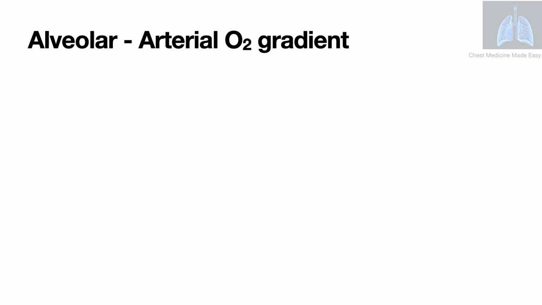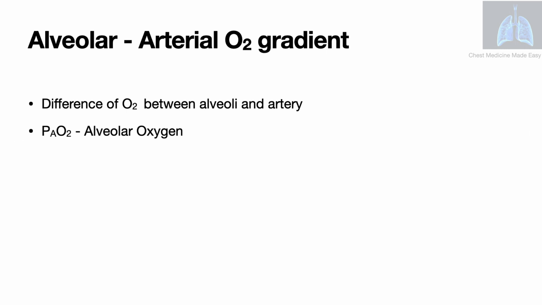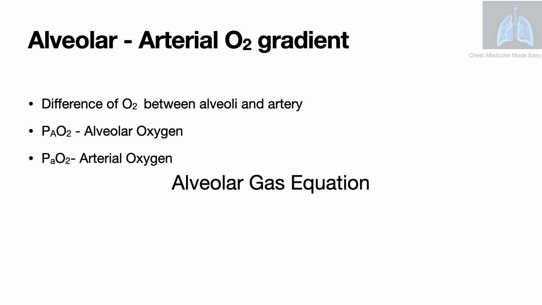So let us look at the concept of alveolar arterial oxygen gradient. The alveolar arterial oxygen gradient is the difference in oxygen between the alveoli and the artery. PAO2 with a capital A represents alveolar oxygen. PaO2 with a small a represents the partial pressure of arterial oxygen. And now we will introduce you to the alveolar gas equation.